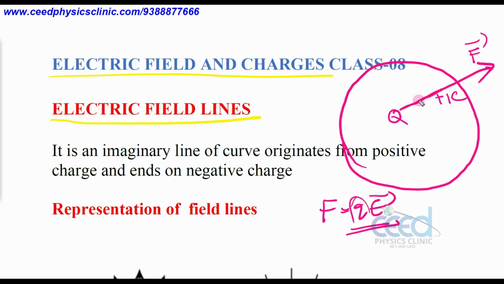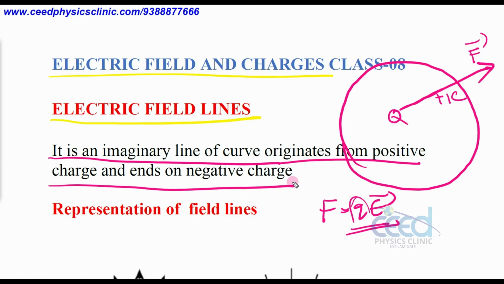So we can see there are field lines around a charge, but it is an imaginary line or curve along which the force acts, that is, the force acting on a unit positive charge placed at that point.